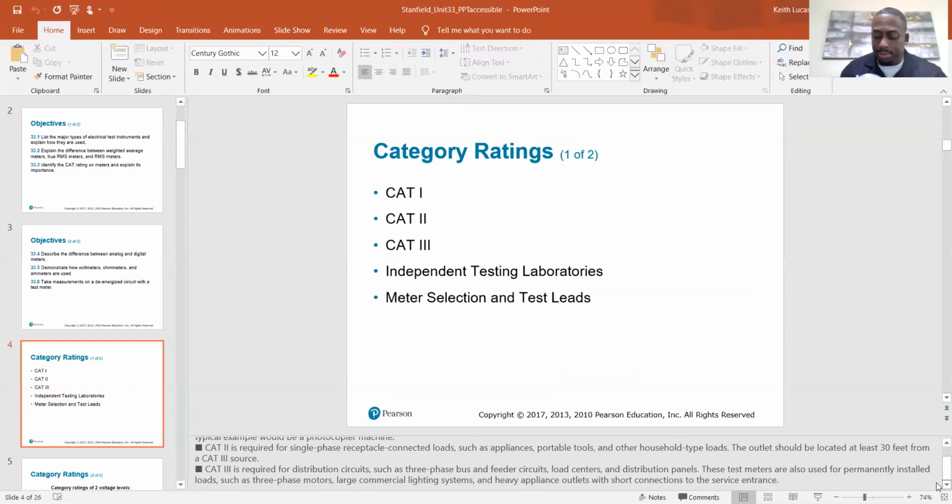So I have my meter with me right here, and I use Fieldpiece. That's my particular brand of choice, but if you see down here at the bottom, it says CAT 3 600 volts. So that's the rating on my meter, and this is the typical meter in our trade.